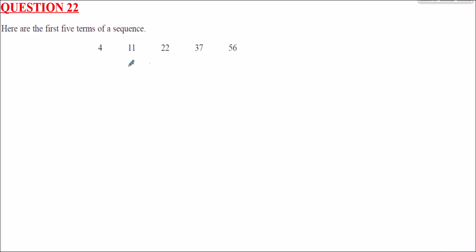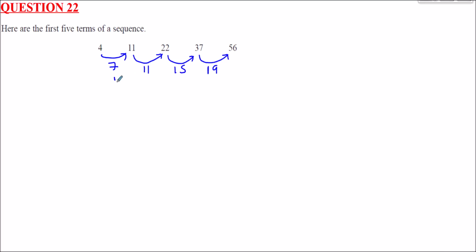We need to find the nth term of this sequence. So let's see what this sequence is going up in for each number. From 7 to 11, it's gone up by 7. From 11 to 22, it's gone up by 11, then 15, and finally from 37 to 56, it's gone up by 19. So it's not an arithmetic sequence because the gaps aren't the same.